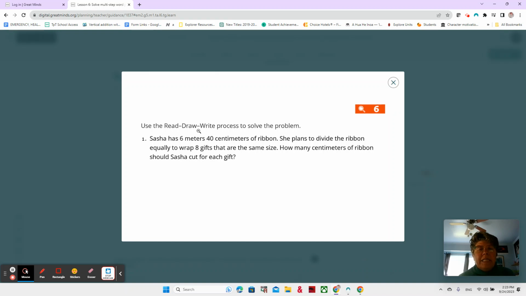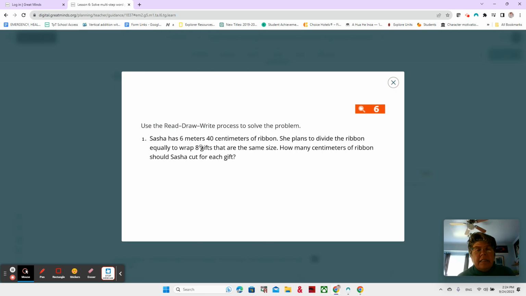We are using the read, draw, write method, so that means we're going to read it. We're probably going to read it a couple times. We're going to draw what we can from the problem, and we're going to think about what the drawing is showing us. We're going to write number sentences or equations, and we are going to write a statement to answer the problem, because whenever we have a word problem, we always answer in words. Okay, so let's go ahead and get started.